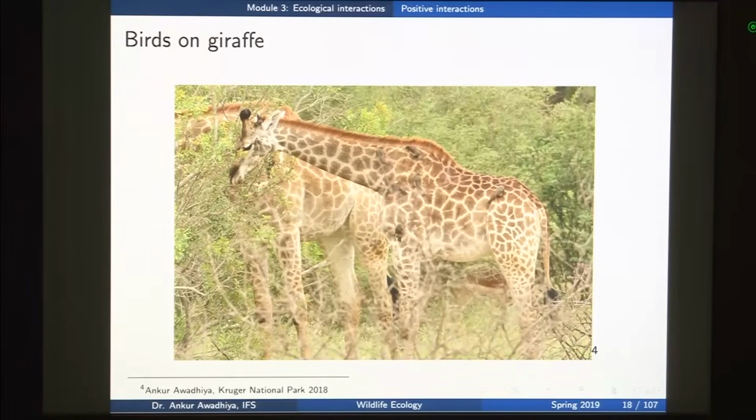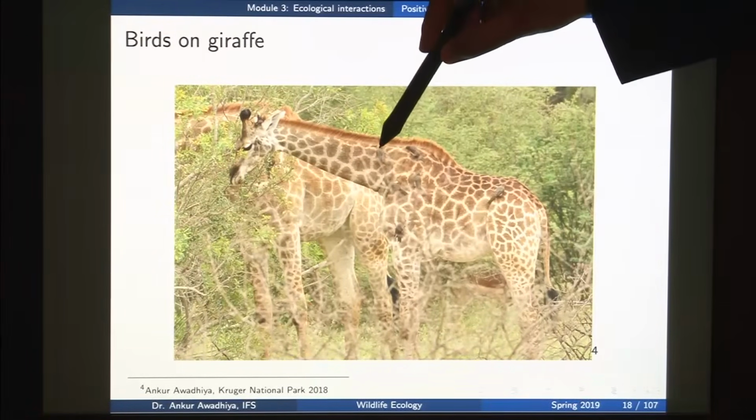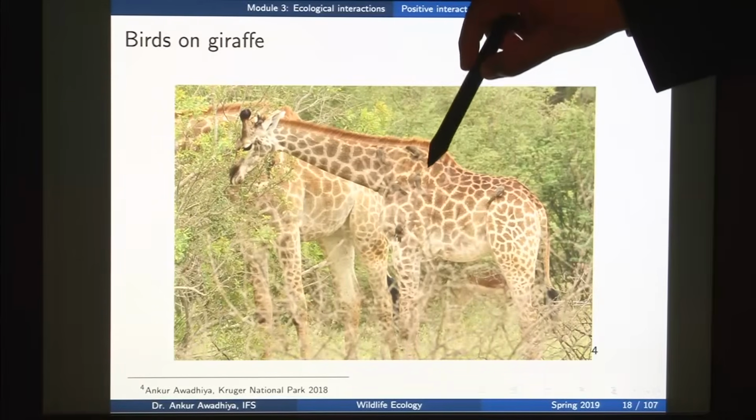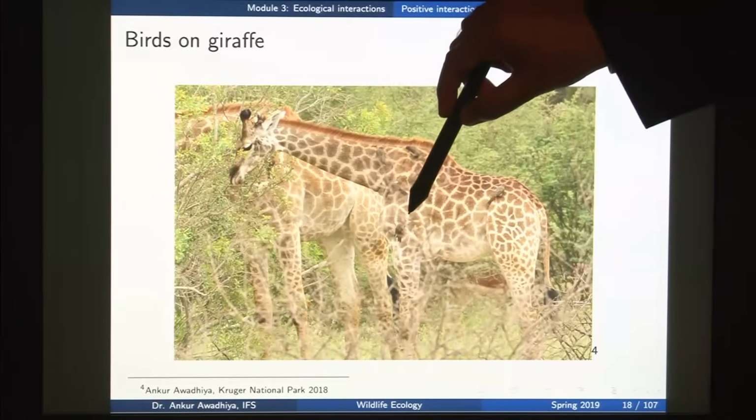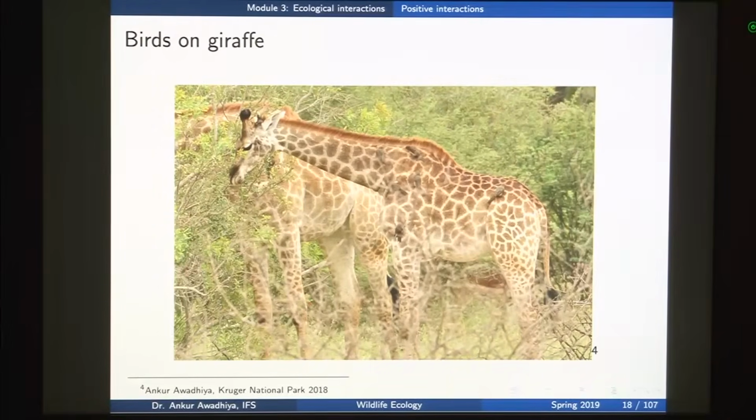We went to Kruger National Park and there we saw this giraffe, and on the body of this giraffe you can observe that there is a bird here, a bird here, and many more. There are so many birds sitting on the body of this giraffe. Now, what are these birds doing? These birds are eating the insects and the parasites that are on the skin of this giraffe. Why are they eating these insects and parasites? Because these insects and parasites are serving as food for these birds.